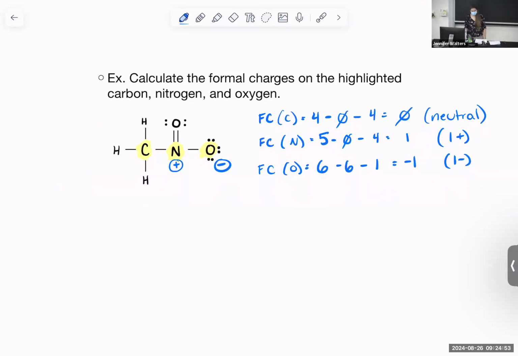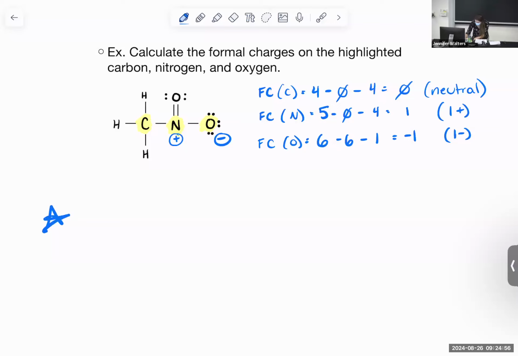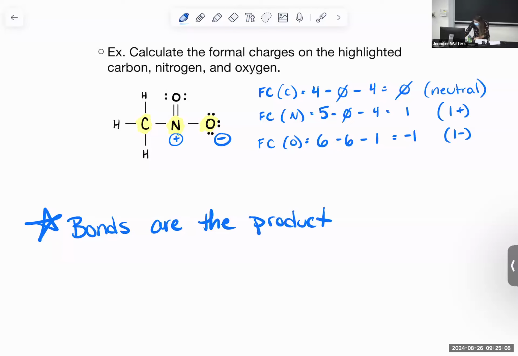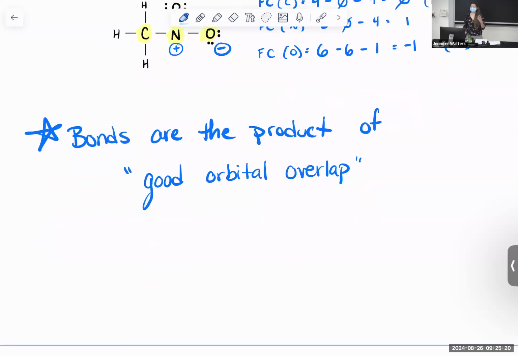Cool. All right, so the thing that we need to keep in mind is these bonds, that's a weird star. That's a better star. Bonds are the product of good orbital overlap. That's how we get our bonds. That's why we're allowed to share these electrons. So in order to know if we can make a bond, we need to first look at that orbital idea of which orbitals electrons are residing in.